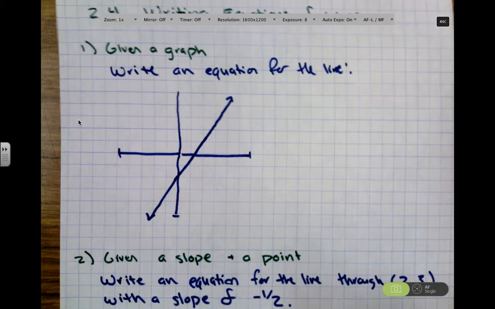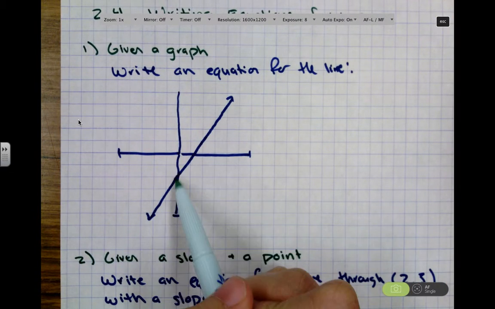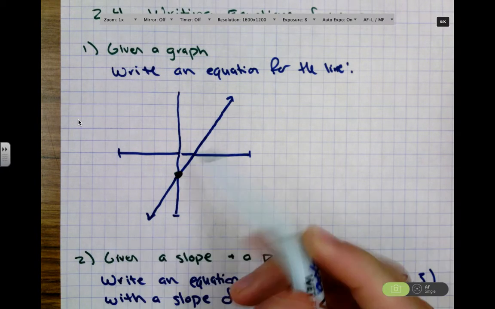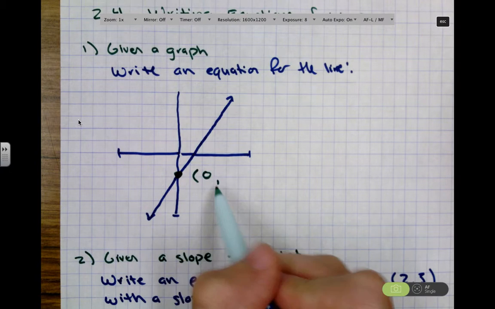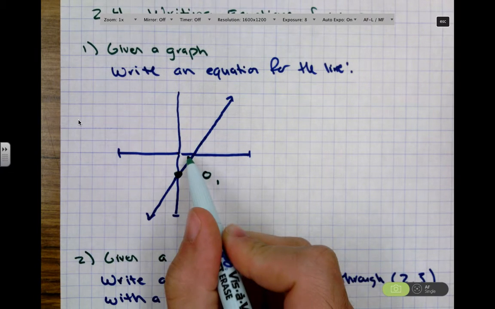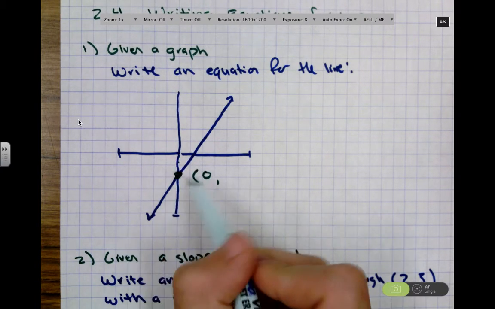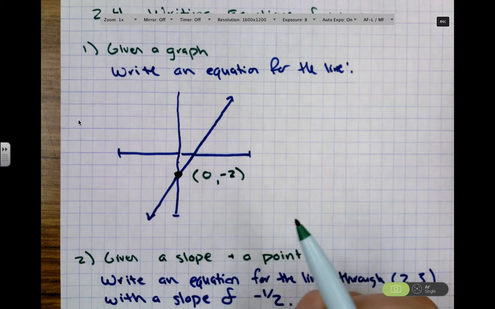We know the y-intercept is where our graph crosses the y-axis, which would be this point right here, and we can identify that. We know our x-coordinate is going to be 0. We can't go anywhere right or left. To find the y-coordinate, we go down 2. That gives us the point (0, -2).